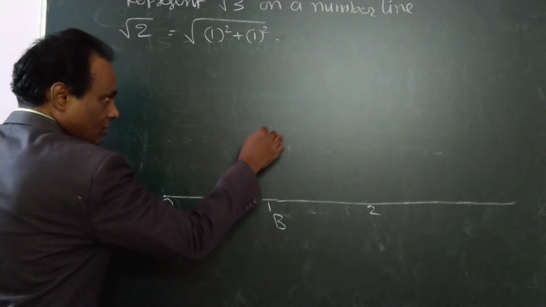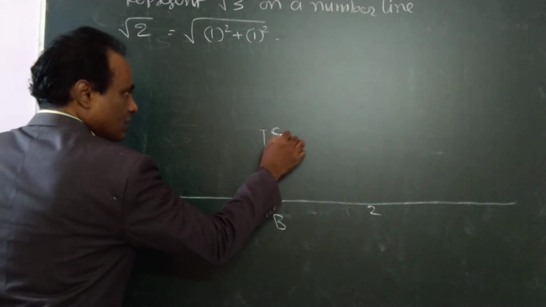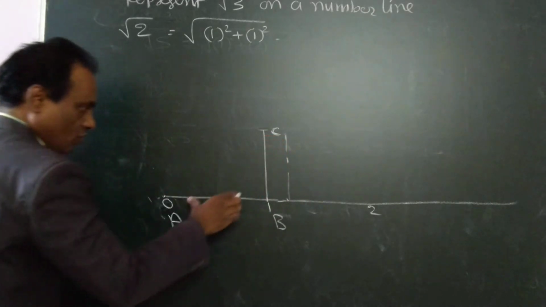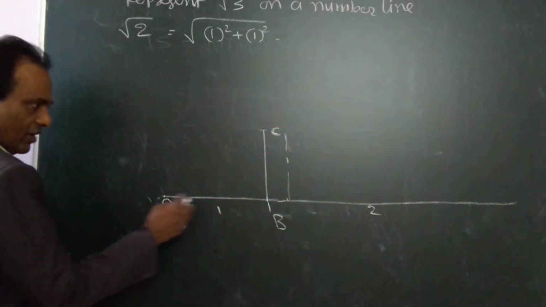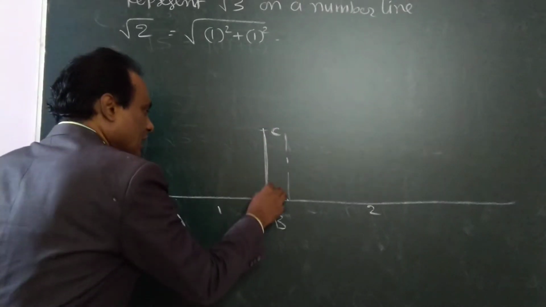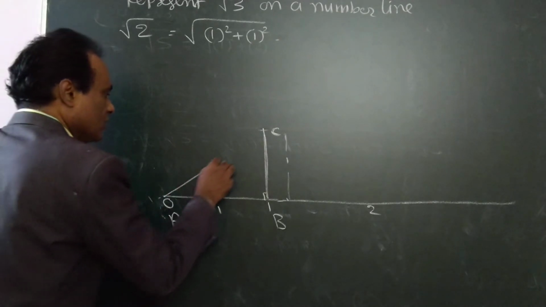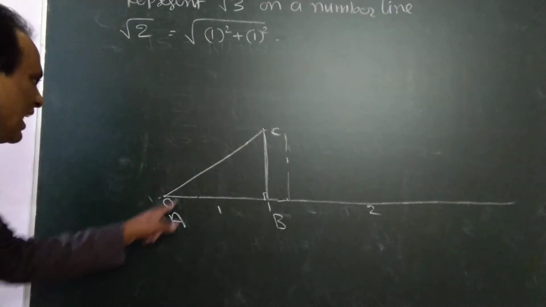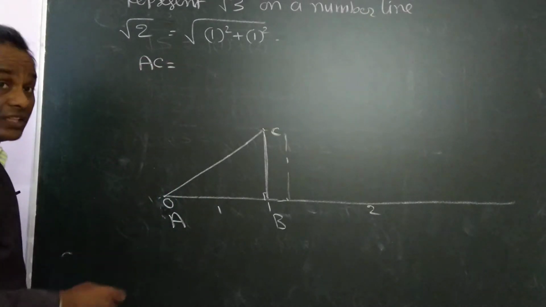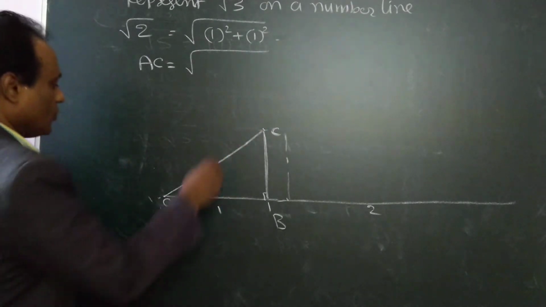See carefully. This is 1. Draw a perpendicular. Cut it at C. This is also 1. 1, 1. This is anyway 1. 0 to 1 means it is 1. So I am drawing a perpendicular line with 90 degrees, so that I will take this as 1. And if I join this, what is AC? What is AC length? See here. AC is equal to, we have the Pythagoras theorem. What is the Pythagoras theorem? Root of side square plus side square.